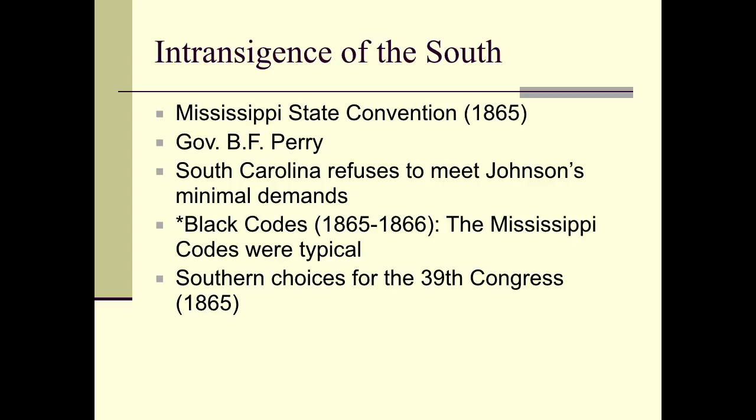The black codes were the state laws that they passed, which are outrageous examples of this intransigence. But there are others that you see on this slide. But I don't think you see things that relate to today, except insofar as these failures created a failure to change the South, which we still live with today.